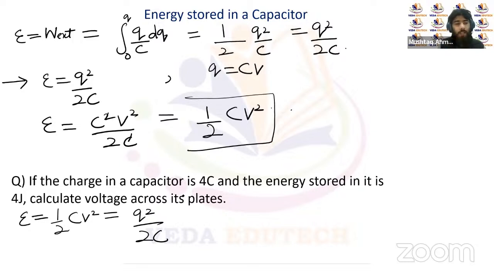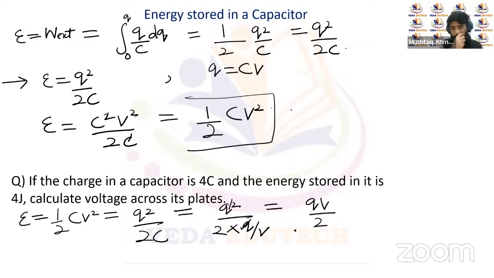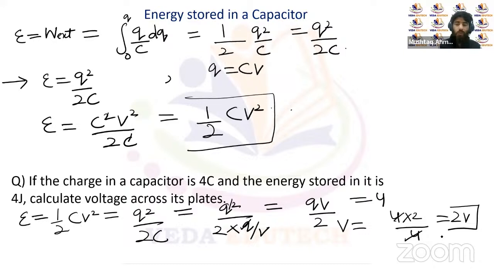So we have to write the energy in terms of charge Q and the voltage V, right? We can replace this capacitor C here with Q upon V. Q and Q will get cancelled, so it will be QV upon 2, and that's equal to 4 joules. Then the potential drop will be 4 into 2 upon Q, and Q is given as 4. So 4 and 4 will get cancelled, and we will be left with 2 volts. It means for this capacitor, the voltage across its plates will be equal to 2 volts, right?